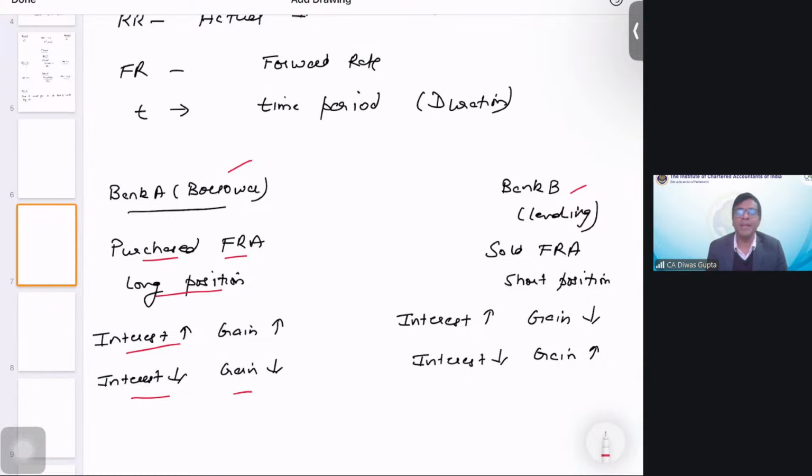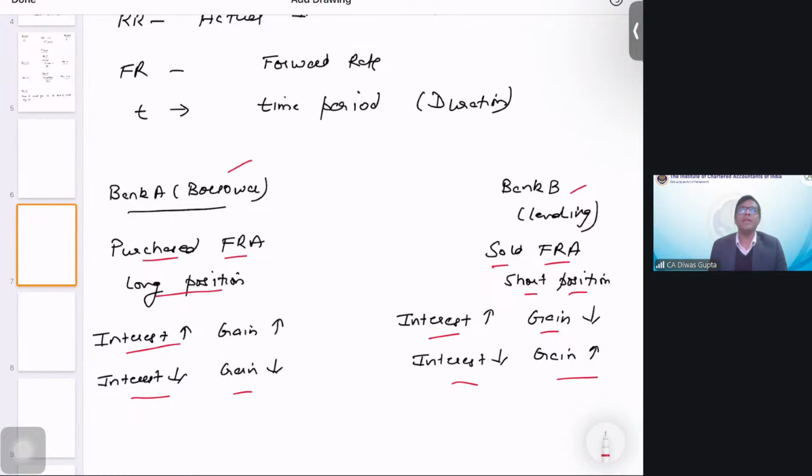And if we talk about Bank B, it is in the lending position. So here we call it the bank which has sold the FRA, a short position, where if the interest rate is higher, the gain is lower, and if the interest rate is lower, the gain is higher. Okay. So these are called the lending positions.